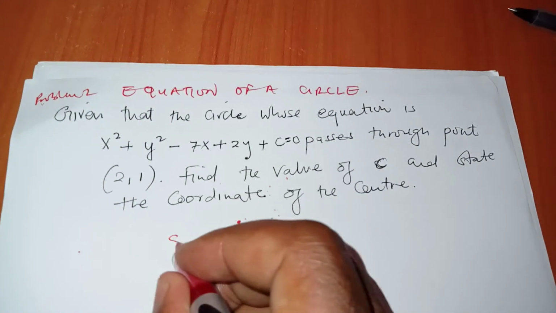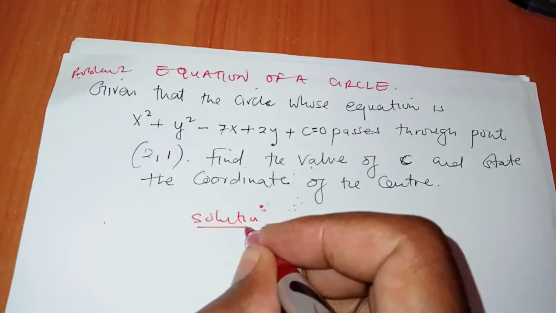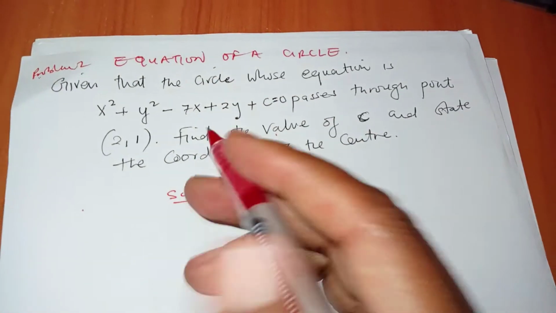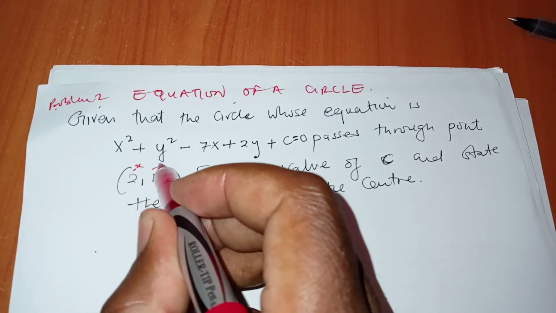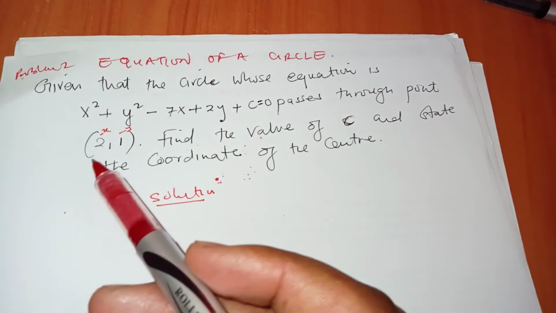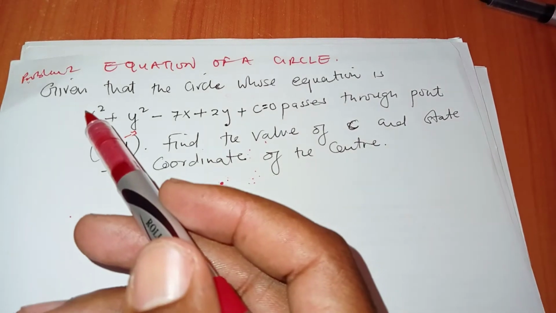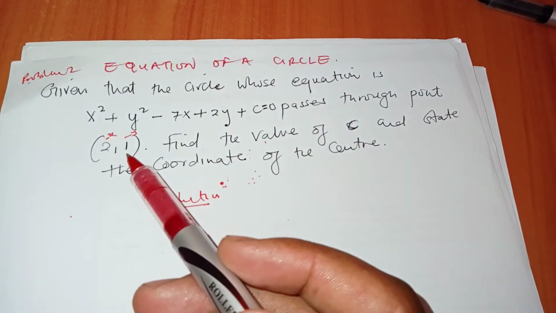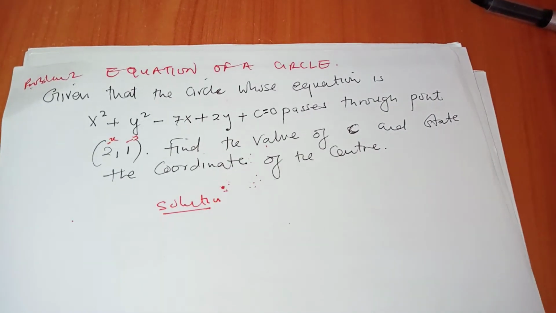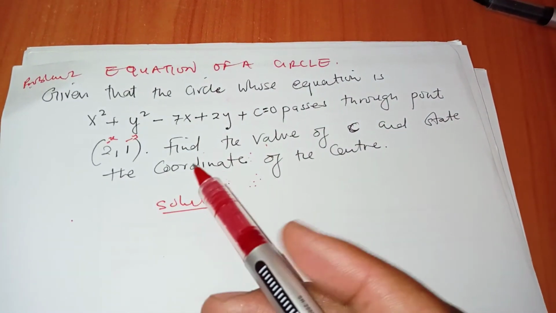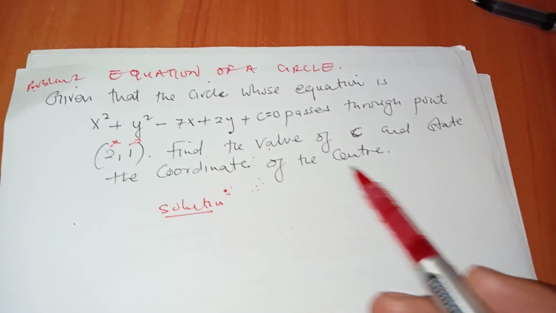And so we have our solution here. This corresponds to x and this one is y. So it's a matter of taking 2 and we substitute it where we have x, and we take 1 and substitute it where we have y, and solve for the value of c. Then eventually we determine the coordinates of the center.